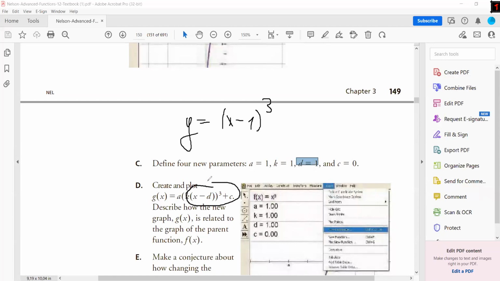This is the formula for the general case. So now d equals 1, k equals 1, a equals 1, and c equals 0. We don't really have to mention them here because they're not affecting our graph anyhow. So let's use Wolfram Alpha to sketch this function and see how it's different from the same function when the d coefficient equals 0.